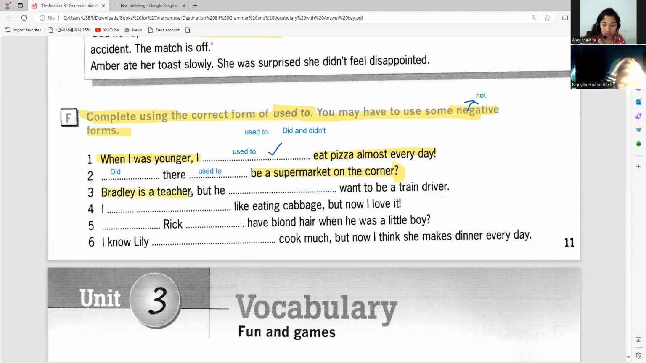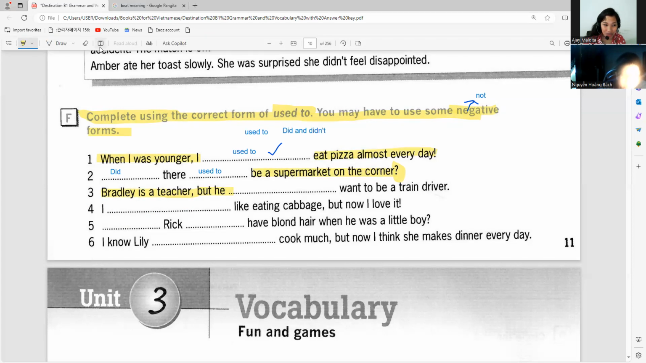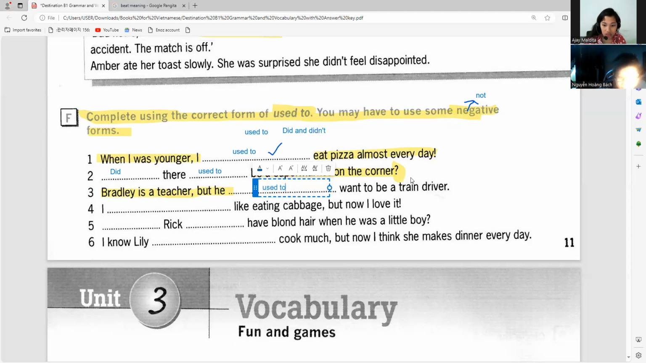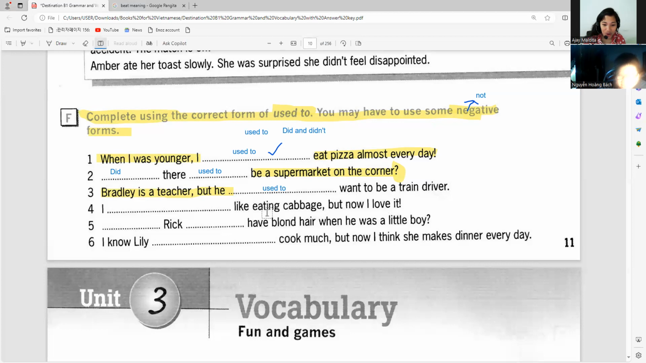Bradley is a teacher, but he used to. Yeah, that's right, but he used to. Okay, he used to what? To what? What to be a train driver? Used to want. Not what? Okay, number four. What is your answer?